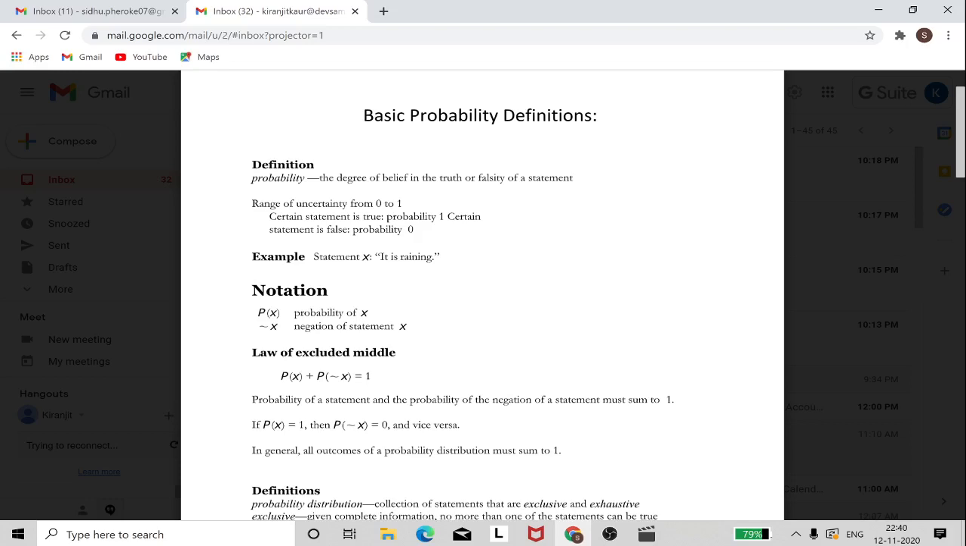Hello students, in this lecture we will discuss basic definitions and probability notations.